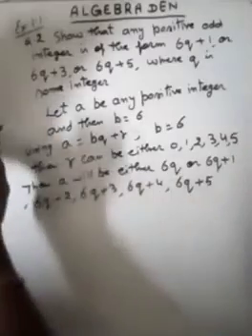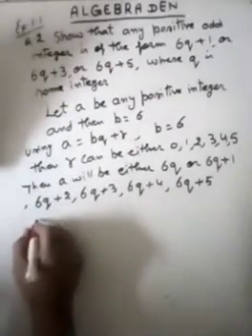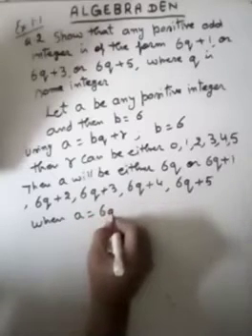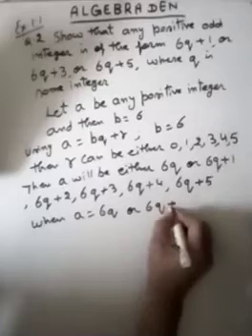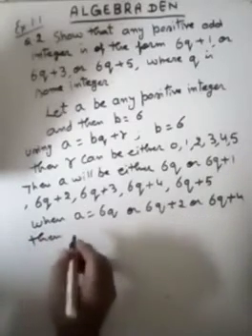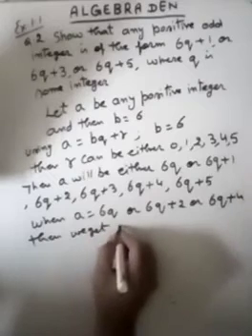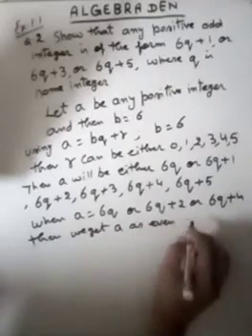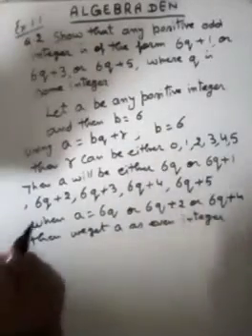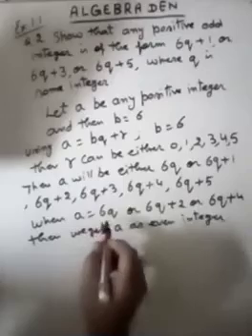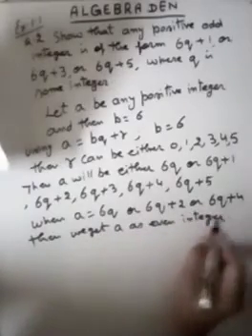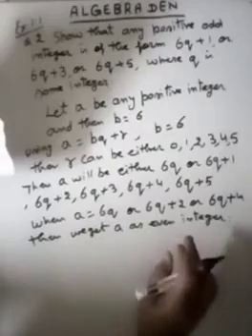Now, when we say that A is equal to 6q or 6q plus 2 or 6q plus 4, then we get A as even integer. But the question says positive odd integer. When we get A is equal to 6q or 6q plus 2 or 6q plus 4, when the remainder is either 0 or 2 or 4, then we get integer as a positive even integer.